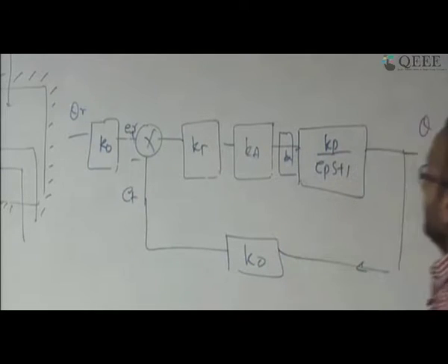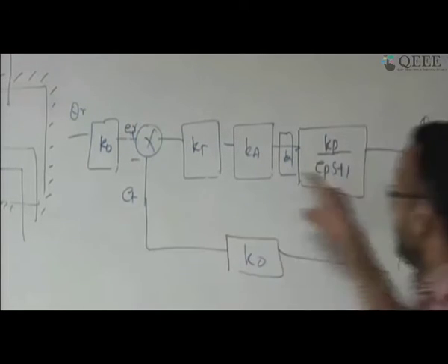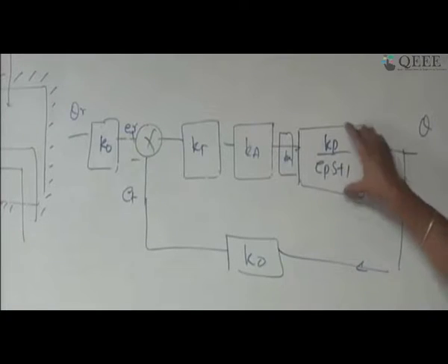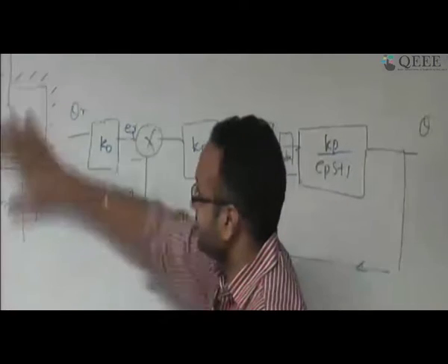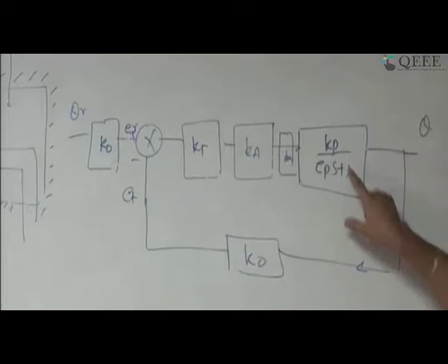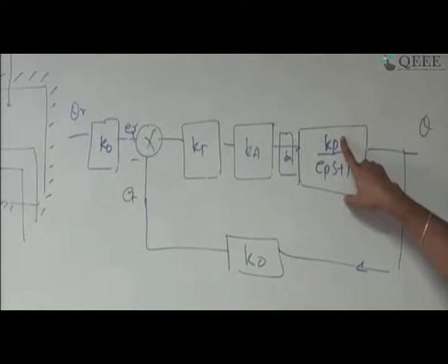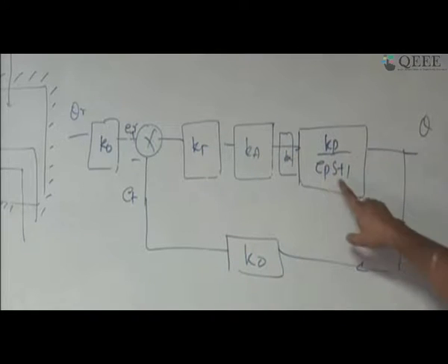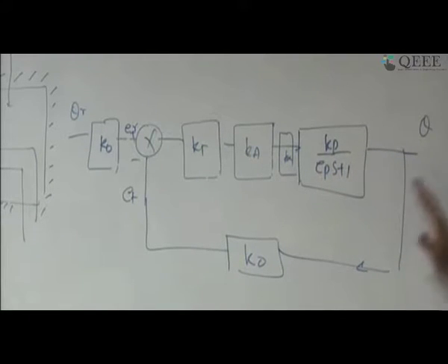Once the valve position is controlled, it will feed to this part, and in this entire system the input is that, and the output is the temperature, generated by a first order system Kp by tau p s plus 1, where Kp is the system gain, and tau p is the time constant. Okay, so this is what I have represented in this part.